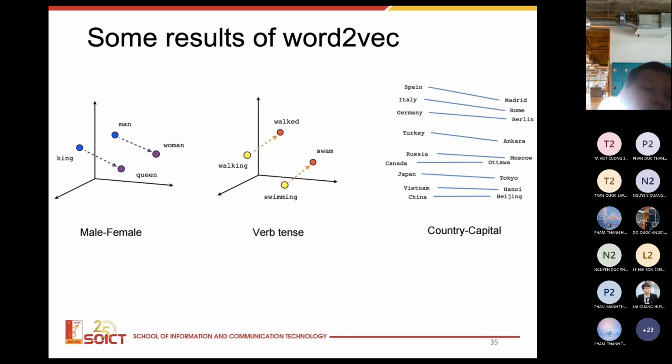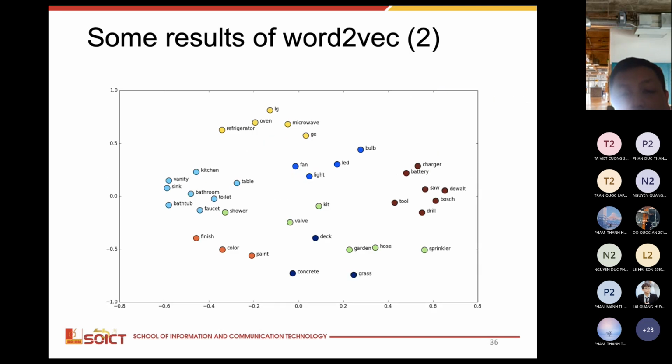the direction from king to queen is somehow equal to the direction from man to woman. Again, from walking, walk, swimming, and so on. And it is a relationship between the different city and different country and the cities, right? Okay, this is another representation of word2vec result, where you see the words that have a similar meaning are represented in a close group, and the words in different groups have a distant meaning, right?